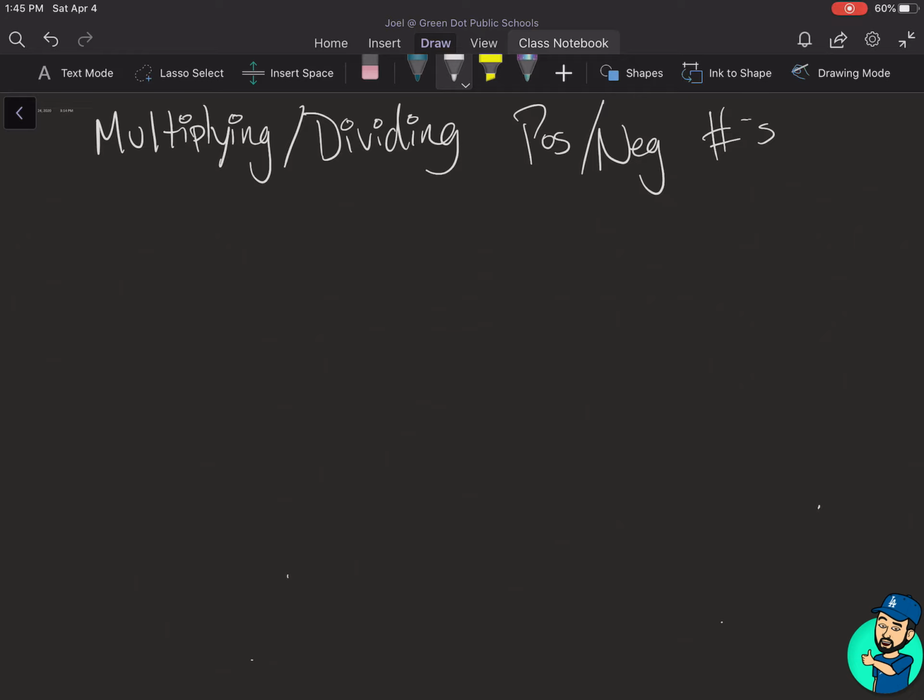When you're multiplying and dividing positive and negative numbers, they have the same rules. So I'm going to show you the rules for multiplication. A positive times a positive equals positive. A negative times a negative equals positive. A positive times a negative equals negative, and a negative times a positive equals negative.